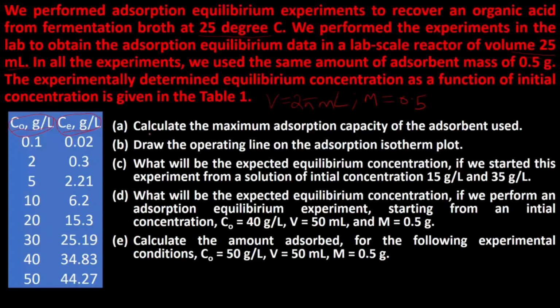The first thing you have to calculate is the maximum adsorption capacity of the adsorbent used. For this you can use the Langmuir isotherm. Then you have to draw the operating line on the adsorption isotherm plot. Based on the data I gave you, you have to generate an operating line on the adsorption isotherm plot.